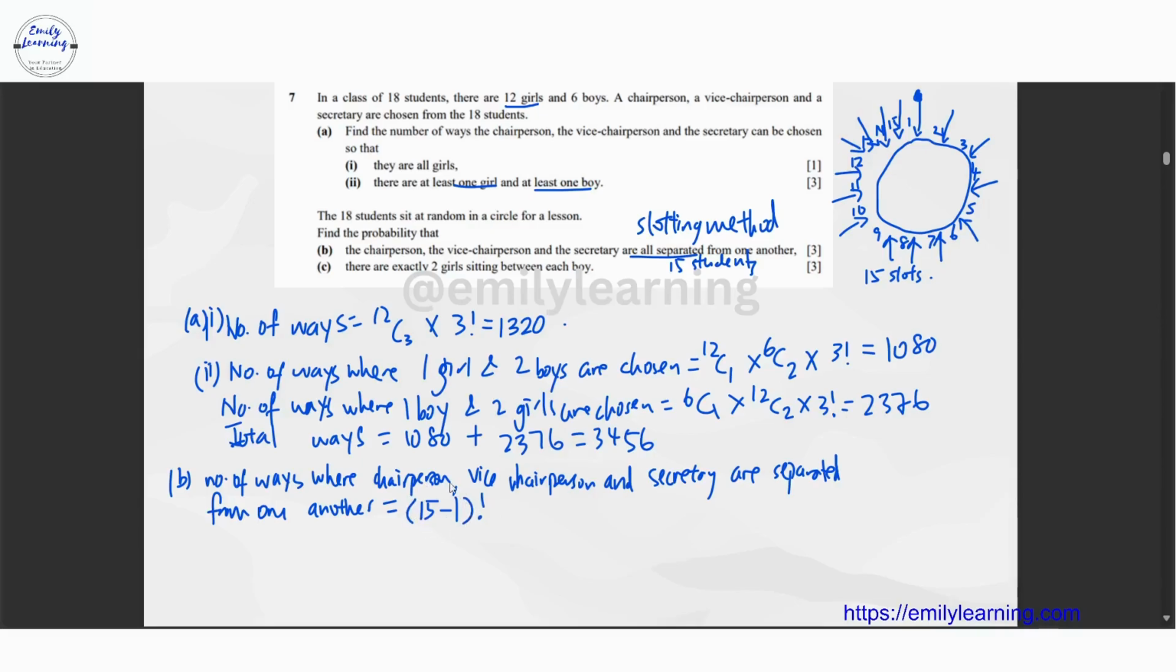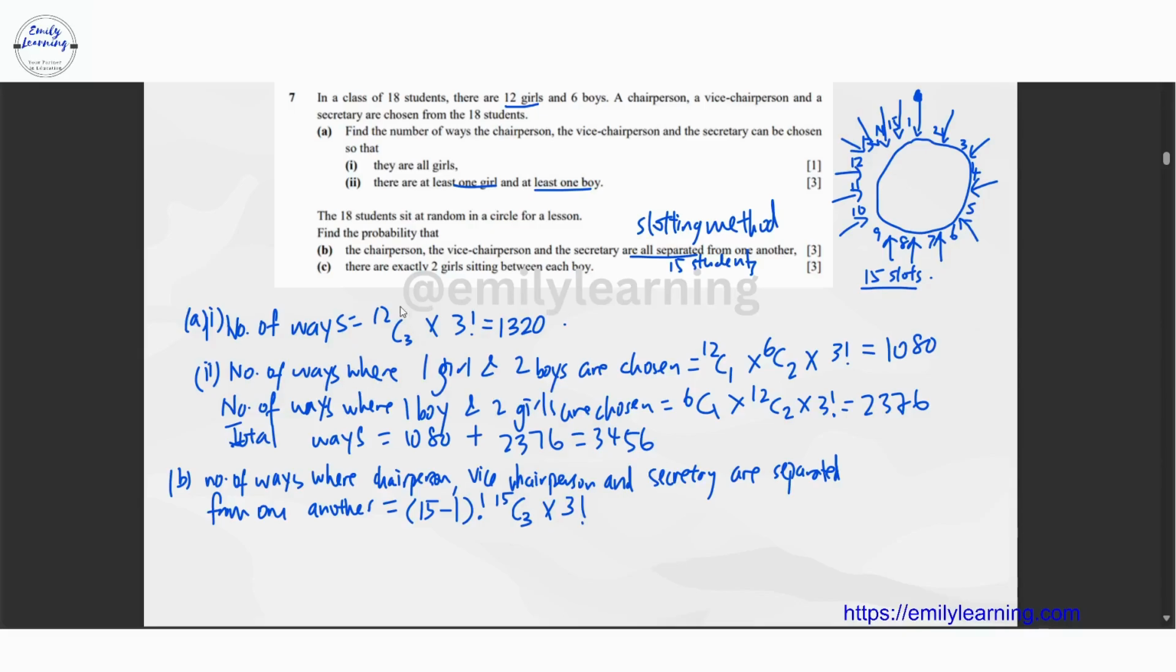Okay, now I have set down these 15 students in a circle. Next, I'm going to slot the chairperson, vice chairperson, and the secretary into one of these slots in between the other students. And there are 15 slots altogether. So out of these 15 slots, I only need to choose 3 slots. Next, the chairperson, the vice chairperson, and the secretary are different people. So I need to multiply by 3 factorial. This is going to be a very big number, so I will not evaluate it yet.